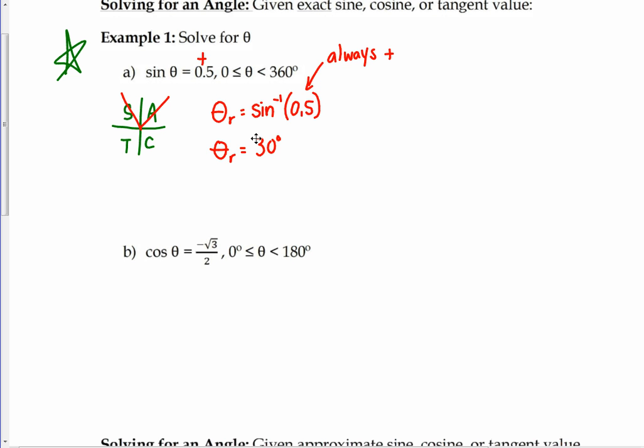Okay, so do we know what our angles are? Quadrant 1. What would our theta be? 30, same as my reference. Quadrant 2, oh no, yeah, 2. What would be my angle? How'd you get that?